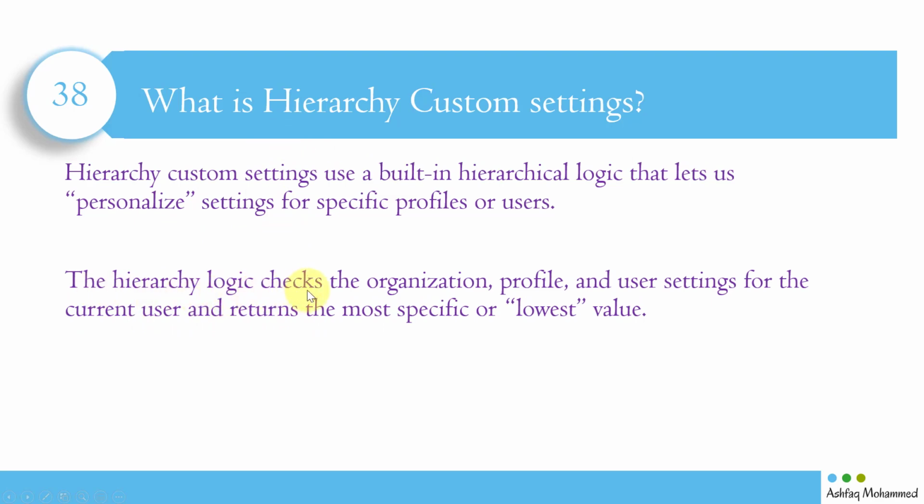The hierarchy logic checks the organization, profile and user settings for the current user and returns the most specific, or the lowest, value. So it first checks who is accessing that custom setting. Based on that, whatever data we have assigned to that custom setting, it will show that data only. So it has a lot of control. It is very powerful.